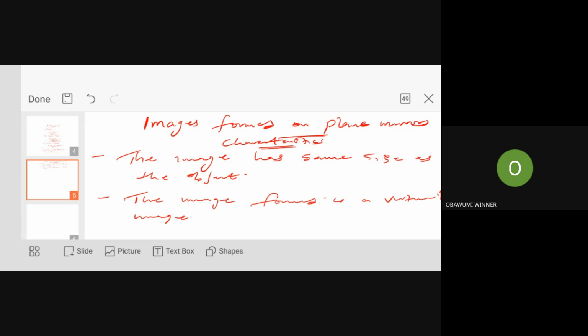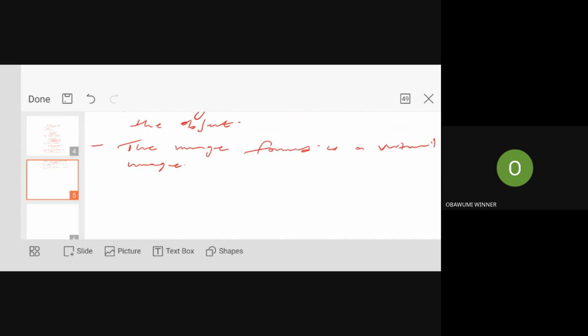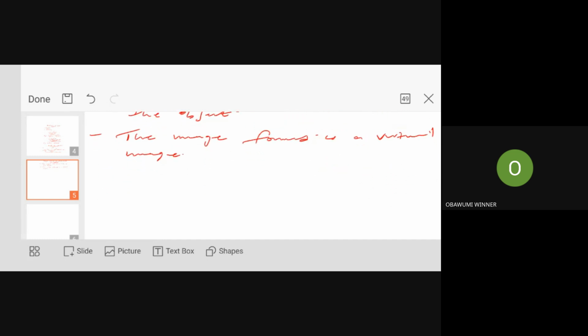So if you are standing 2 meters away from a mirror, the image will be formed exactly 2 meters away from that mirror. That's what we are saying. So if that happens, we say that such an image is virtual because it looks as though the image is formed behind the mirror and not on the screen or on that mirror. Do you understand that? So the image formed is usually virtual. That is another characteristic or property of images formed on a plane mirror.